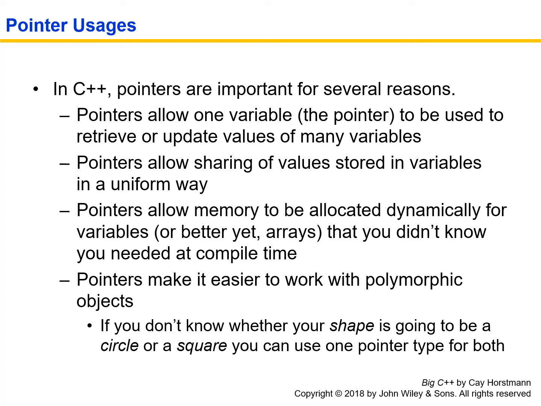Finally, pointers make it easier to work with what we call polymorphic objects. That's something we haven't learned about in this class yet, but we will soon, that multiple objects can be of a common sort of super type, okay? So you might have a shape type of which a subclass is circle and another subclass is square. You may not know whether the object you're trying to create is a circle or a square, so you can use a shape pointer to point to either one of them.